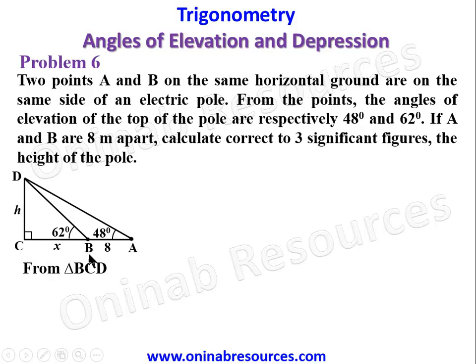So from triangle BCD, this is opposite, this is adjacent. We are using tangent, so tan 62 degrees is equal to opposite H over X, that is the adjacent. Now if you make H the subject of the relation, that is going to be H is X tan 62 degrees, and finding the value of tan 62 degrees. Tan 62 degrees is 1.881 multiplied by X.